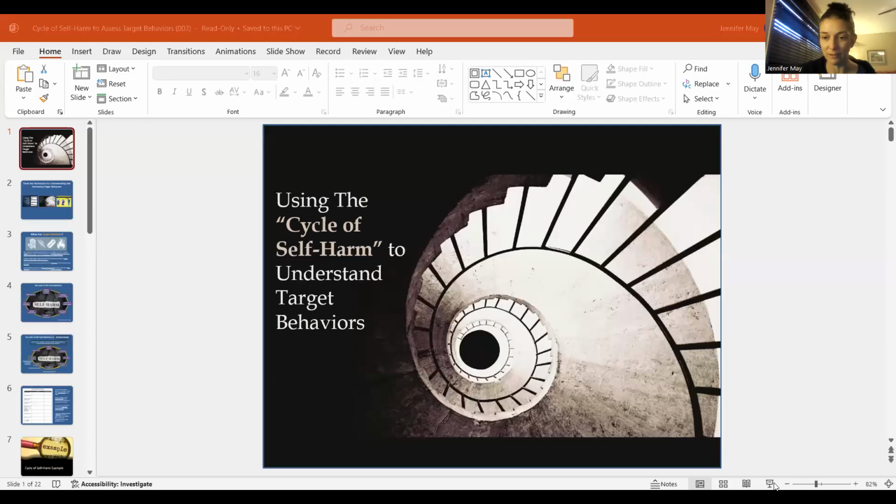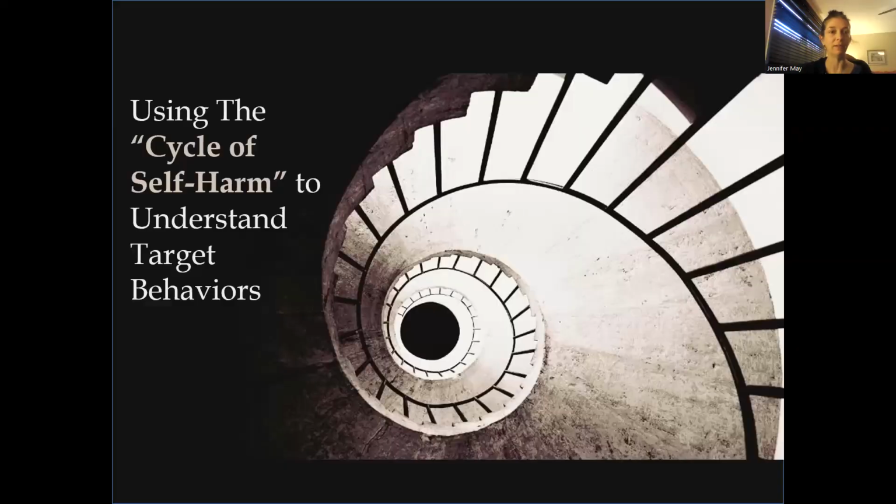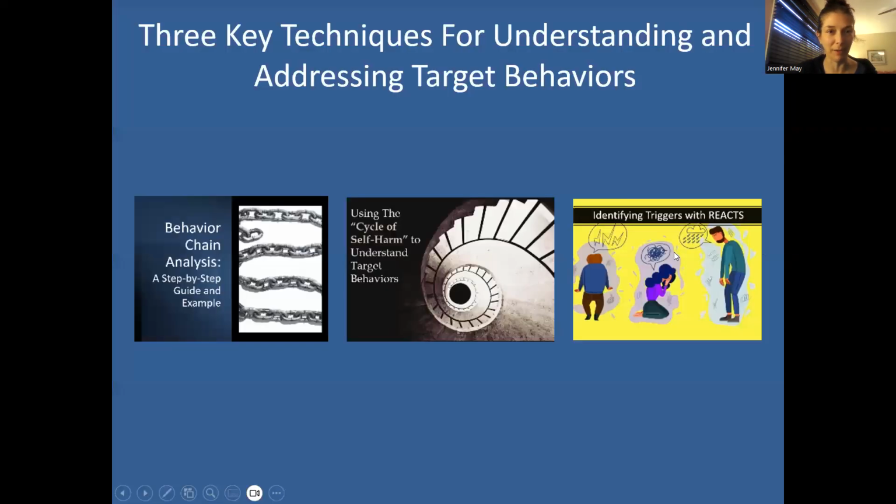I'm back to talk more about understanding target behaviors. And this time we're going to use a model called the cycle of self-harm in order to do that. So I'm going to share my screen with you so that we can look at this together. All right, so using the cycle of self-harm to understand target behaviors. So what the heck do we mean by all that?